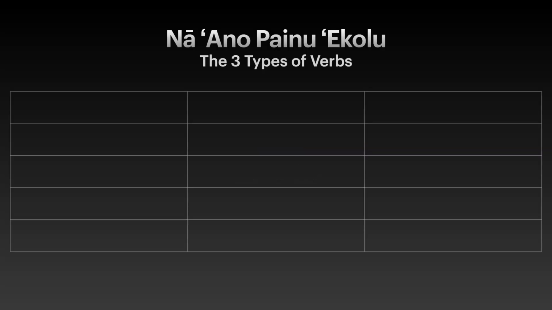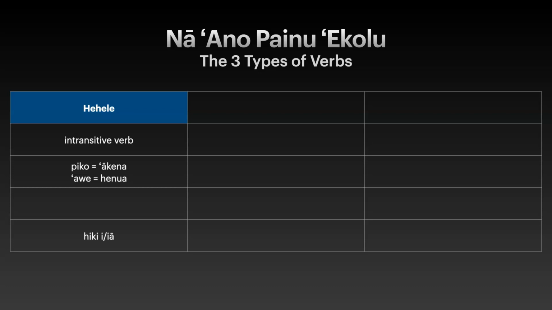So before we get into it, let's briefly review the three types of painu that we have in Hawaiian. We have the hehele, which is the intransitive verb. These are things that can be fully completed by whoever or whatever is doing them. In our regular pepeke painu, we have the ʻAkena, the one that's doing the action, in the piko, and then all of the ʻAwe, if we have them, are going to be location type phrases, or henua. So when we use this in our hiki sentence pattern, we use the hiki ʻi or hiki ʻia version, the ʻIkaia version.